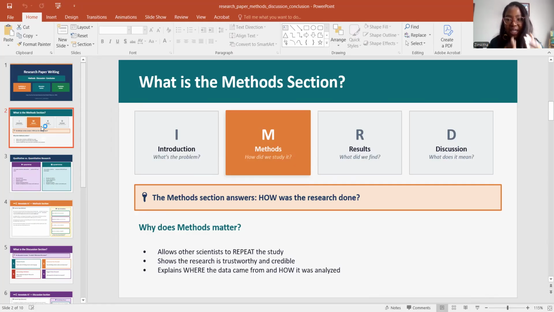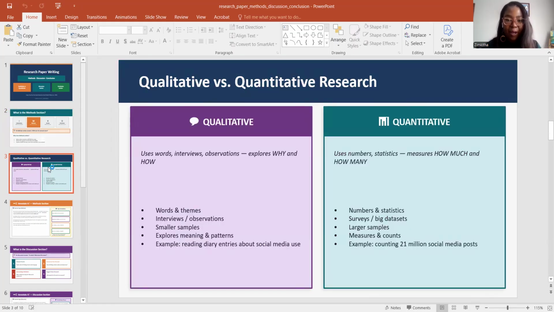So if they see that you've done it in one particular way, they're probably going to do the same with their own population or group that they're trying to do the study with. It shows the research is trustworthy and credible. So that means they actually went and they found the information, they did the data collection, and it explains where the data came from and how it was analyzed. So that's what methods mean, okay?